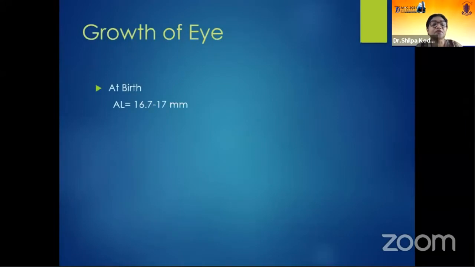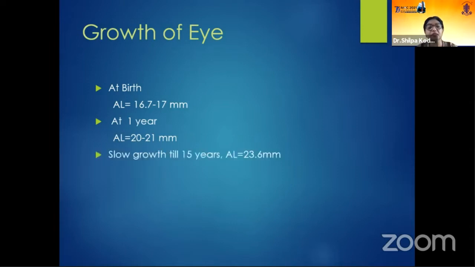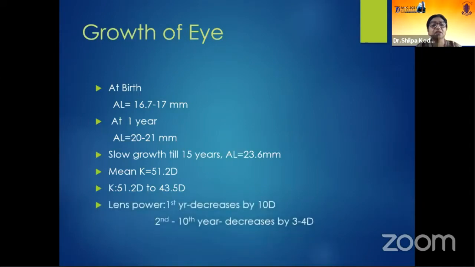Now, if you look at the growth of the eye at birth, the axial length is about 16.7 to 17 millimeters. At 1 year, there is a huge growth up to 20 to 21 millimeters. And after that, up to 15 years, there's a slow growth to 23.6 on an average. The mean K at birth is 51.2, but then it reduces over a period of time to 43.5. The lens power in the first year decreases by 10 diopters. And from the second to the 10th year, it decreases by about 3 to 4 diopters.